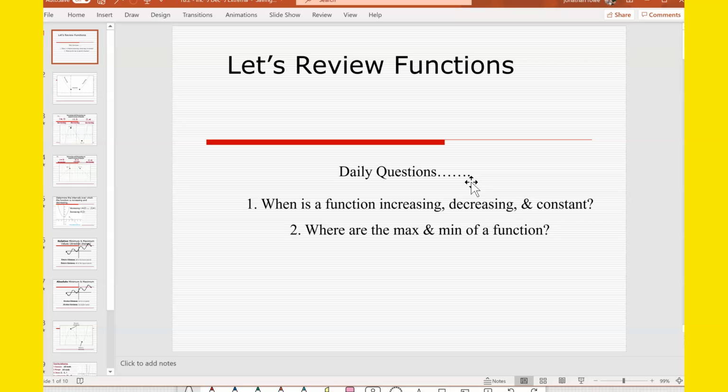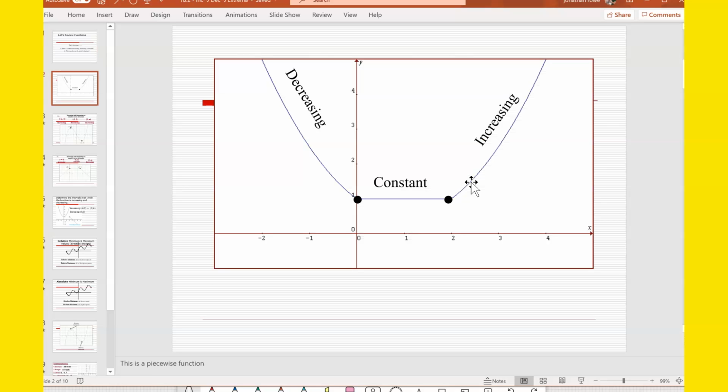Next order of business in this section is intervals of increase and decrease and constant, and also defining extrema, like the maximum and minimum of a function. All right, so think of little Mario running across the screen. If he's running downhill, then he's decreasing. He's running from left to right every time. If he's running flat, he's constant. If he's running uphill, he's increasing.